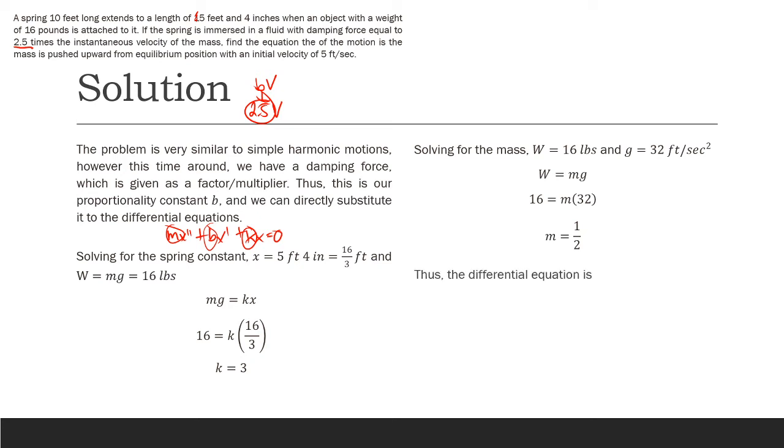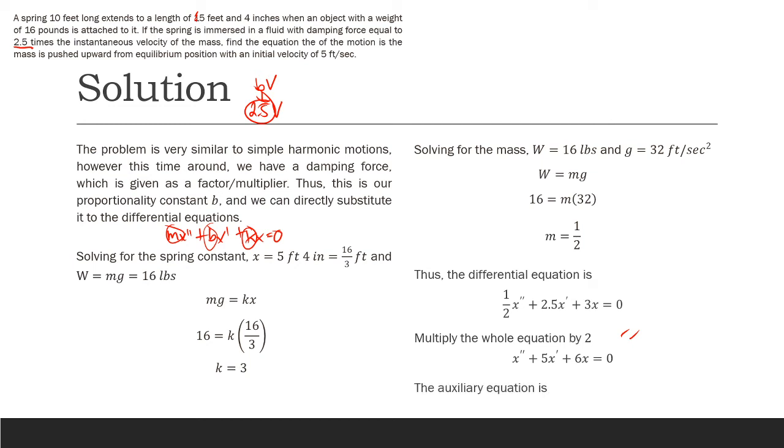Substituting this, we will arrive at our differential equation, and that is 1 over 2 x double prime plus 2.5 x prime plus 3x is equal to 0. This is now your differential equation. You can now get the general solution. Now, to make it easier, let's simplify. Multiply the whole equation by 2. We have x double prime plus 5x prime plus 6x is equal to 0.